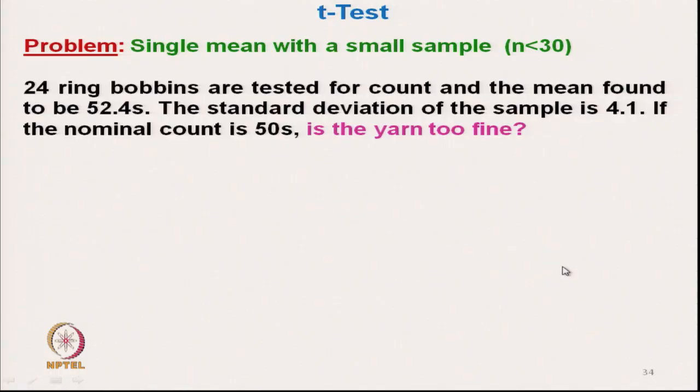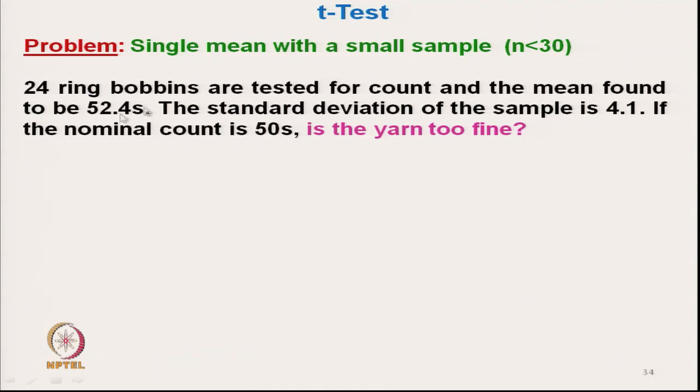Okay. Now, the next problem is the significance test. Till now what we have done, we tried to calculate the number of tests required. Now, this is the significance test, which is a single mean with a small sample. Small sample we typically assume as fewer than 30 samples. If it is so, it is a small sample.